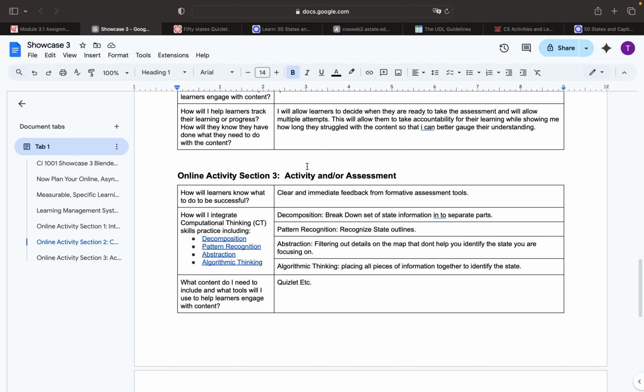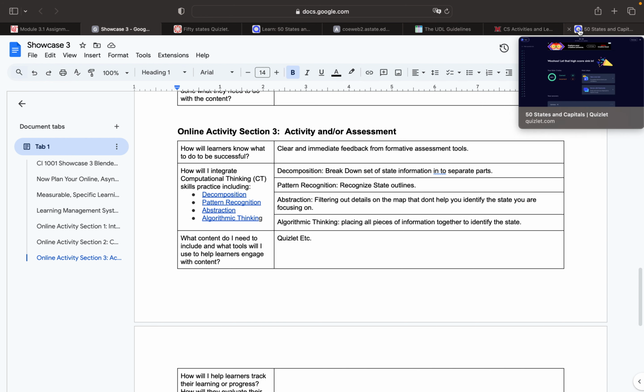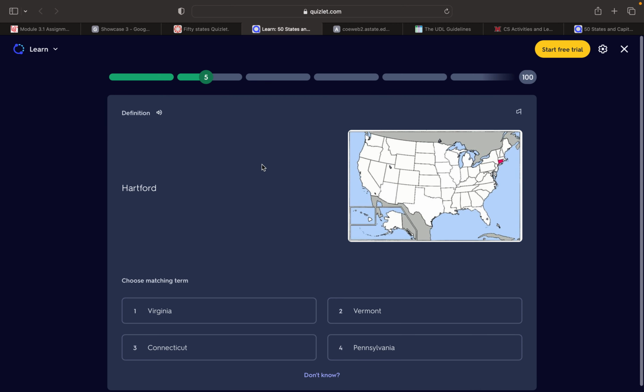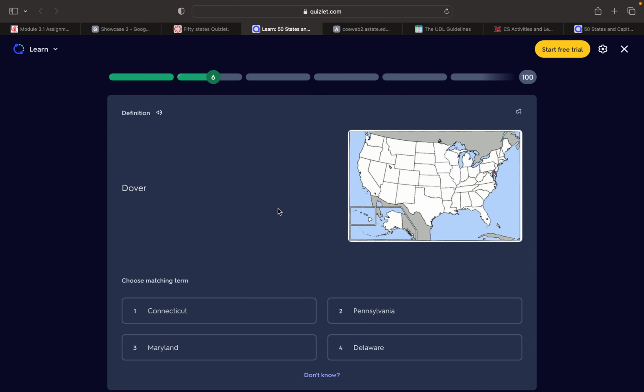All right, let's come back to how exactly this is computational thinking. So, decomposition. They're going to break down the set of state information into its separate parts. So let's say, pull this back up here on Quizlet. Hold on, wrong Quizlet. There we go. So let's say we're looking at this. We've got Hartford. We've got our little outline there. So we know it's not Virginia, it's Connecticut. Yes, okay, there we go.